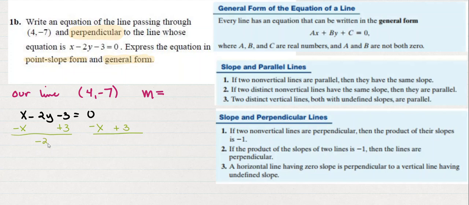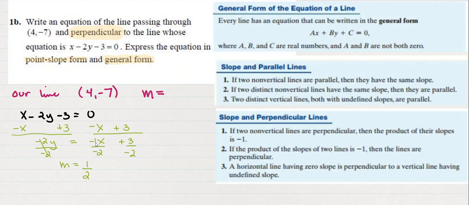So now I have negative 2y equals negative x plus 3. And then to solve for y, I'll divide by negative 2. So again, what I'm doing with this perpendicular line is I'm solving for y. The reason I'm solving for y is so that I can get the slope really easily. So I can see here that the slope is negative 1 over negative 2, which is equivalent to 1/2.